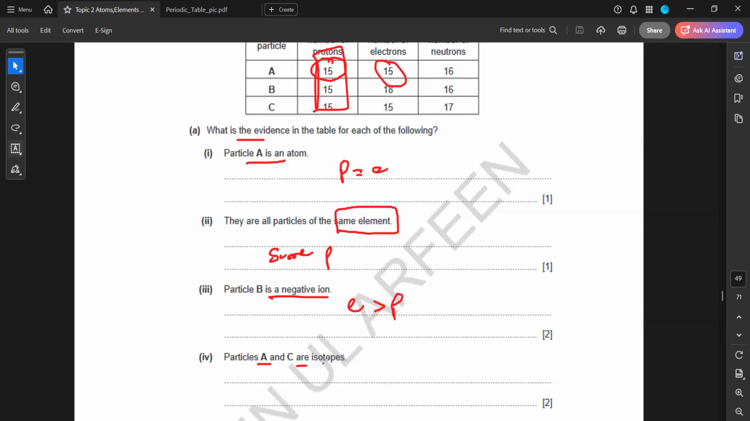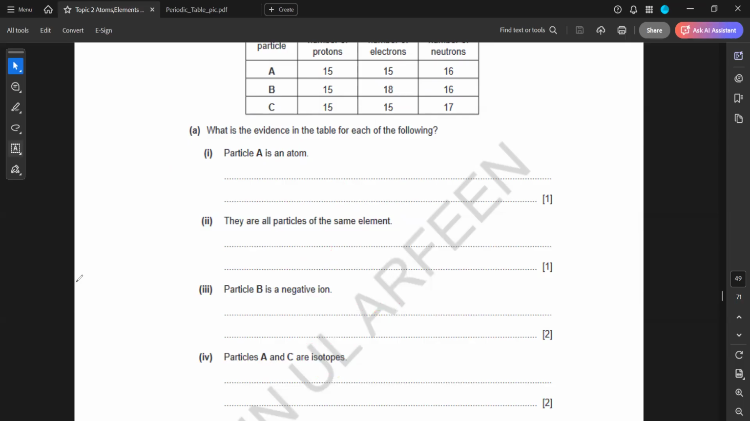Good. Why are A and C isotopes? Different neutron numbers, but same proton number. If you use the term proton number, different neutron number, then you should say same proton number. There is no need to refer to a property. So they have the same number of protons and a different number of neutrons. That's why they are isotopes. That's a characteristic of an isotope.